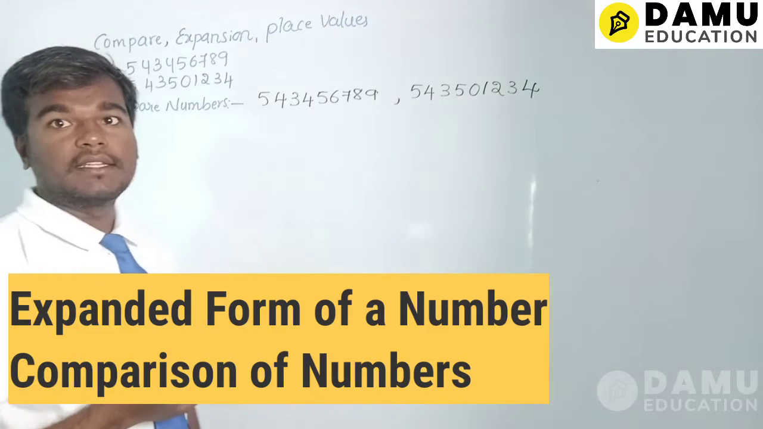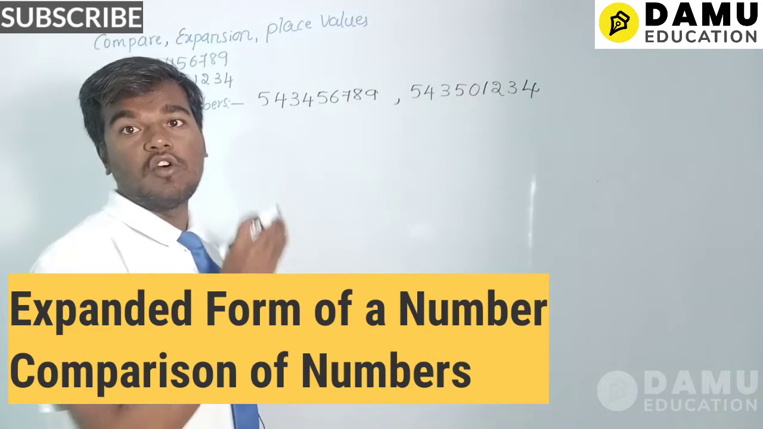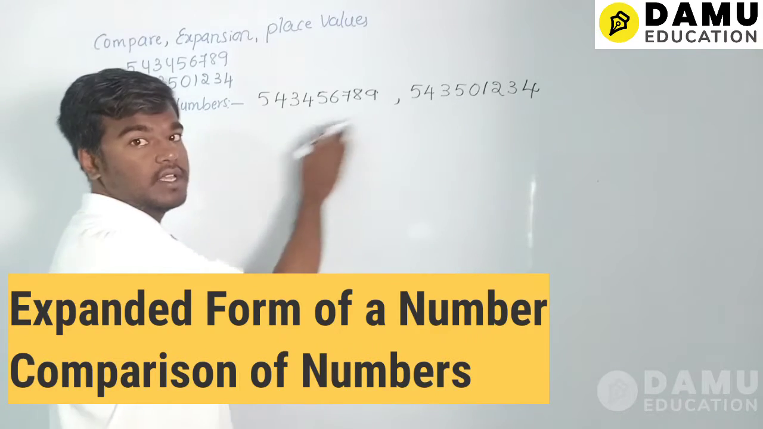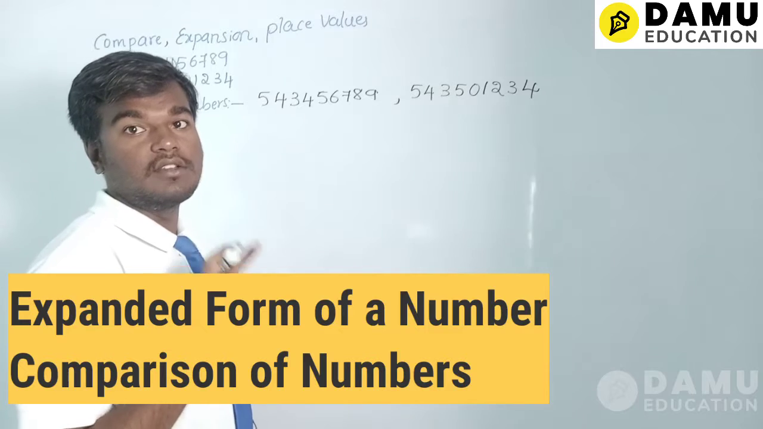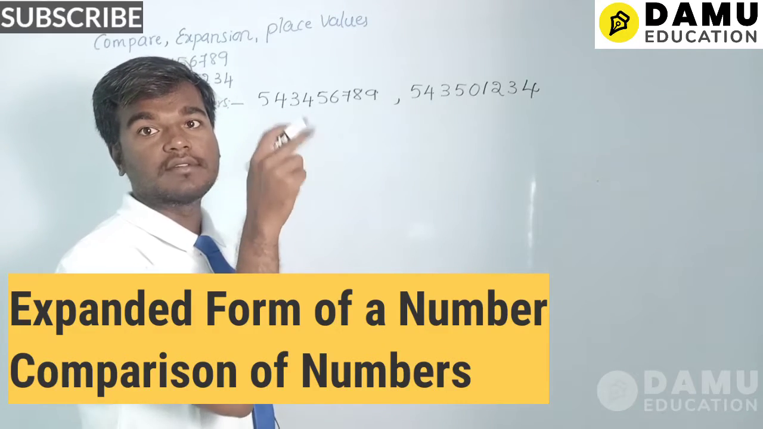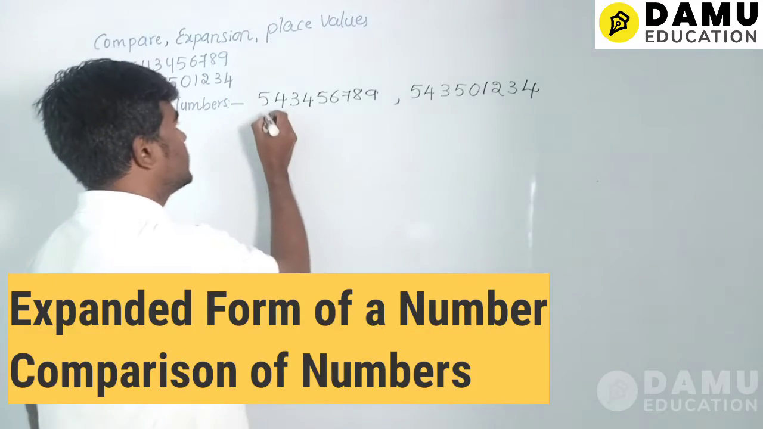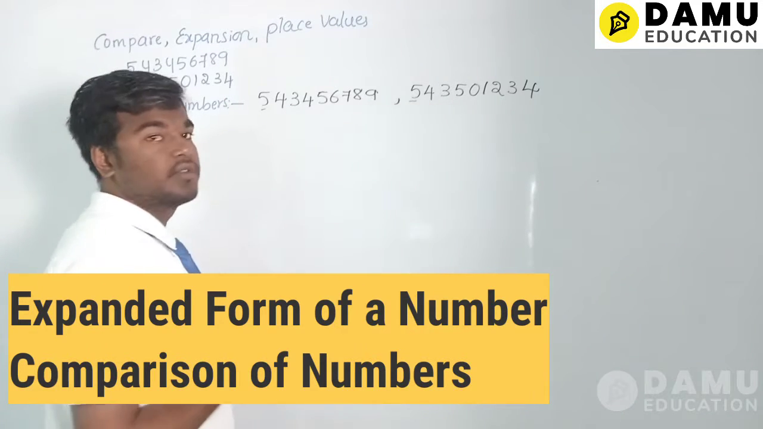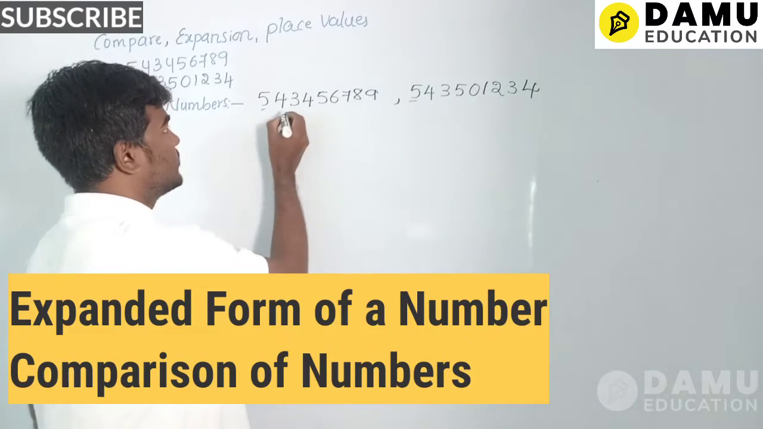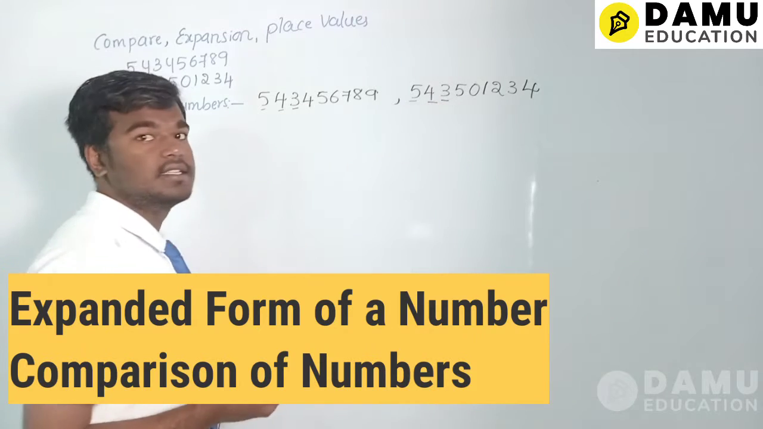So how to compare? Comparing means you have to start from the left side of the numbers. You have to remember this condition: left side. So what is the left side number? You can strike it out, or you can compare. Let's take 5, 5, same. Next move on to the right side, left to right. Next 4, 4 as it is, 3, 3 as it is.